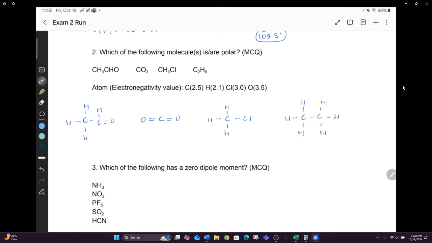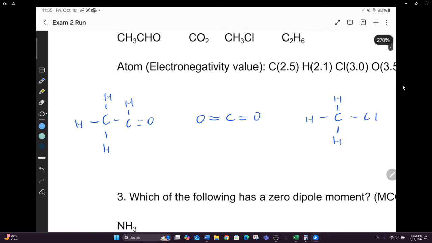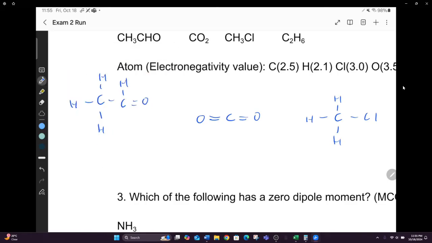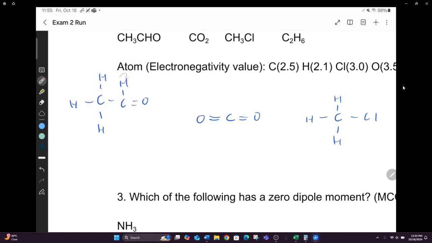And then you also need to know that C's and H's are roughly similar to each other. So that's another thing you need to know. So I'm gonna move this a bit so I can have more space. But what I'm gonna do here is draw out the structure of this, like the molecular domain geometries and whatnot. And we're gonna focus on this carbon right here.